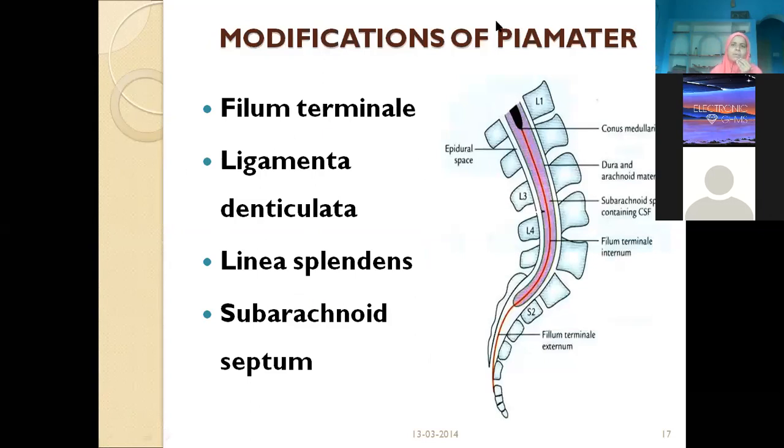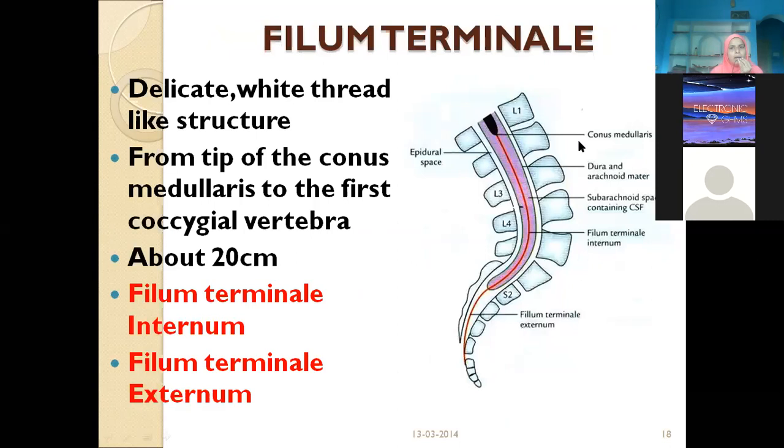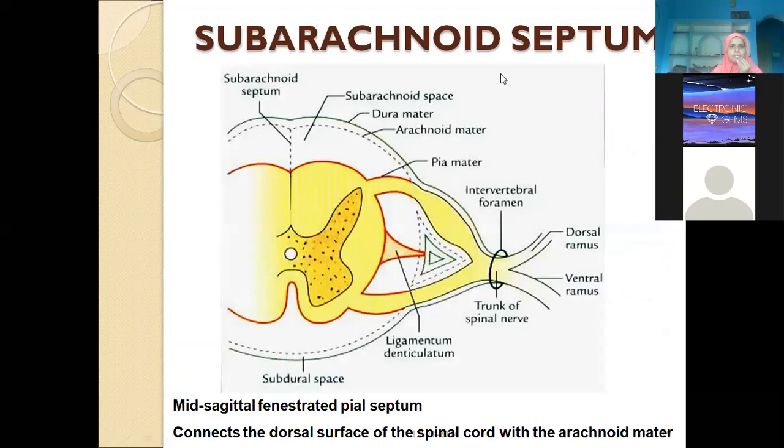What are the various modifications of pia mater we have? One is the filum terminale, which itself can come as a 3 marks question, which I have discussed just now. We also have extensions of pia mater called ligamentum denticulatum. We have a midline thickening of pia mater called linea splendens, and the subarachnoid septum. You can see the filum terminale, already I told you it's around 20 centimeters, the one inside is internal and the one outside the dura mater is external. This is the subarachnoid septum in the middle, one more modification of pia mater.